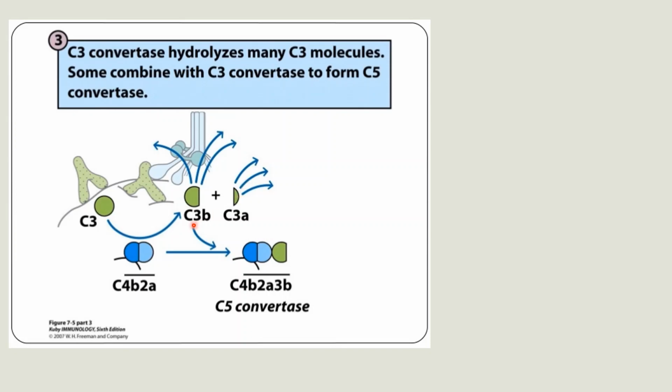And this C3b will bind with C3 convertase. That means it will combine with C4b2a to form another complex called C4b2a3b. This complex is called C5 convertase because this complex can hydrolyze C5. That's why it is called a C5 convertase, the C4b2a3b complex.